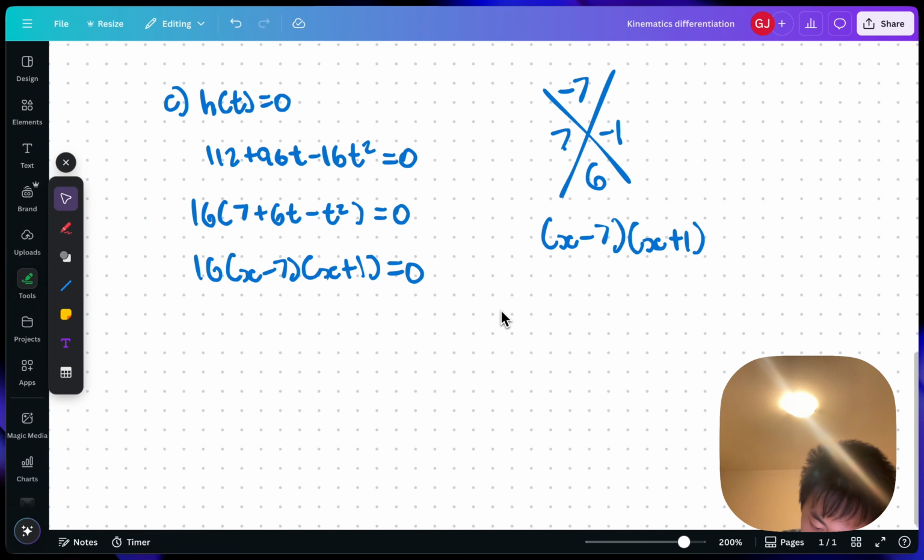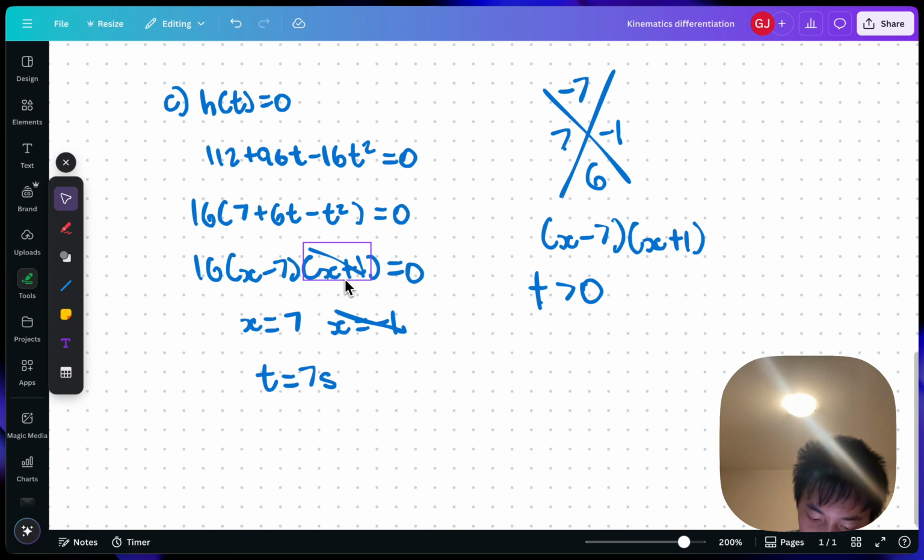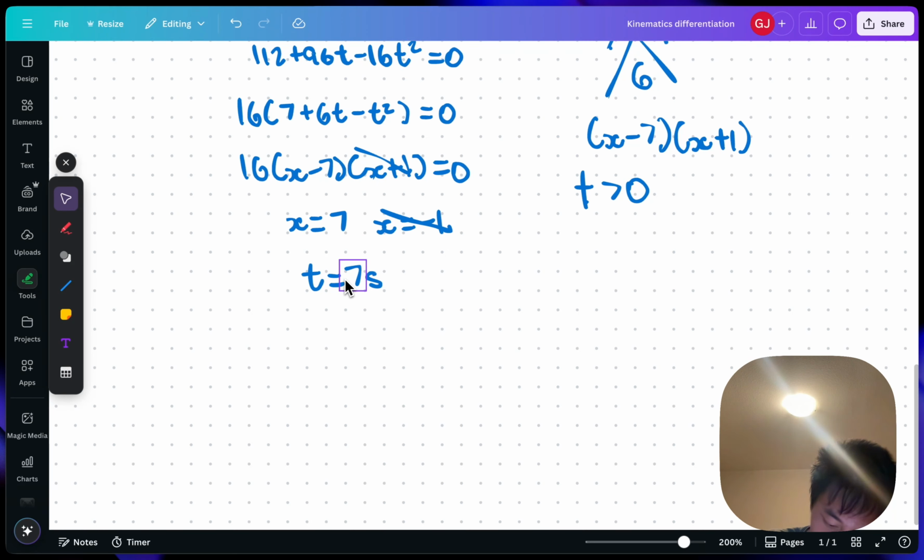However, time is always greater than 0, so t must be positive, and therefore we can reject this one. So time is 7 seconds when height equals 0, and now we can input this into the velocity function.